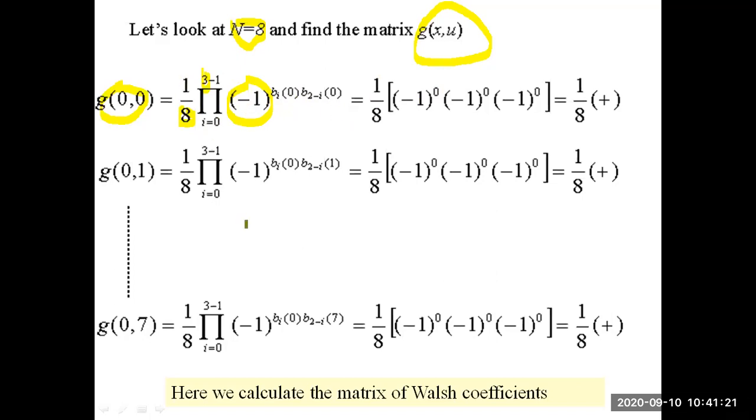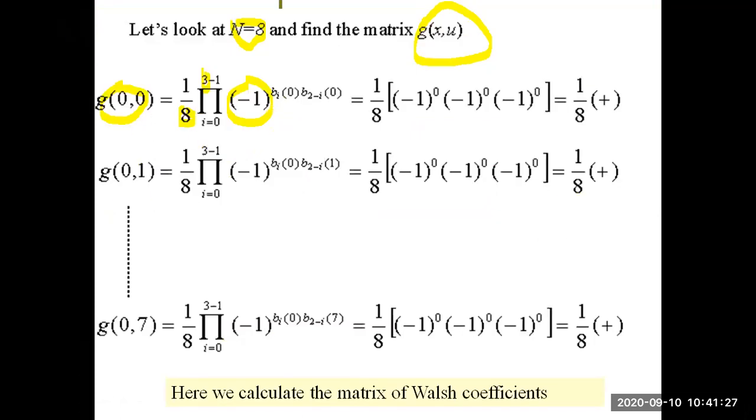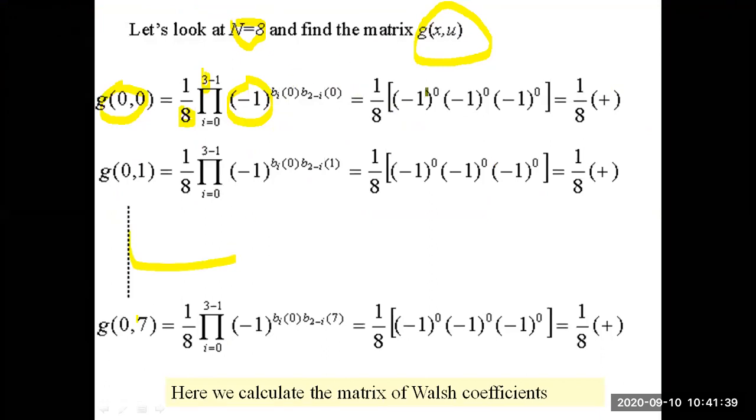Your i value is changing, from 0 to n minus 1. For the ith bit we get minus 1 whole power 0, minus 1 whole power 0, minus 1 whole power 0. How many times will you get 0? I equal to 0 means the first value is power 0, and all are power 0.